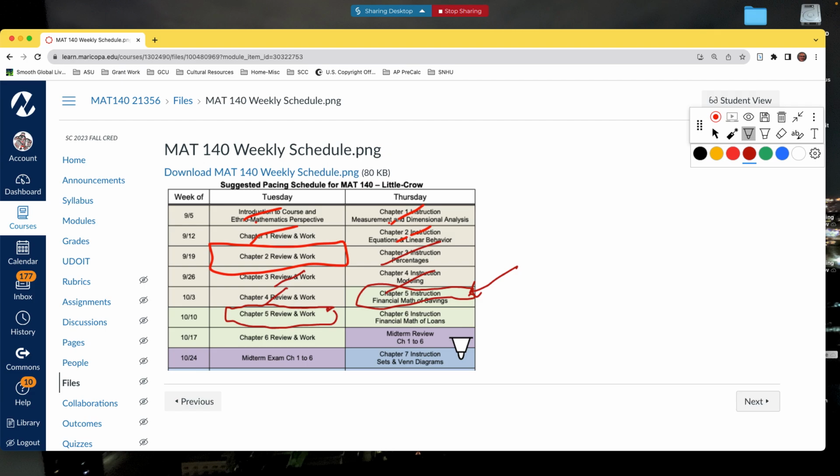The midterm is a paper and pencil type test. You're welcome to use your computer with all the resources. You could use your phone if you wanted to, and you get to use your notes as well. Okay, so let's get into lesson 5.